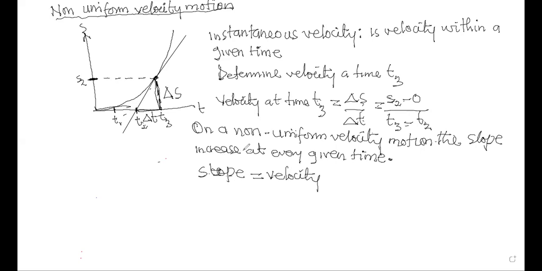Good. So if the slope increases at every given time, it means that at time t2, what you determine as the slope must be less than what you determine as the slope for time t3. So the slope of t3 will be greater than the slope of t2. The slope of t4 will be greater than t3.